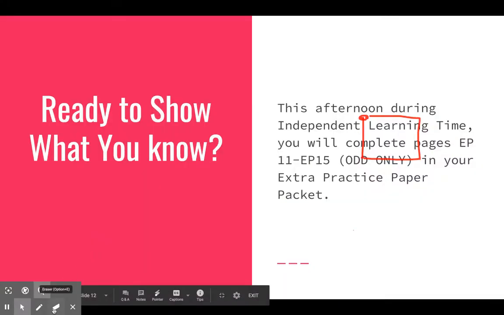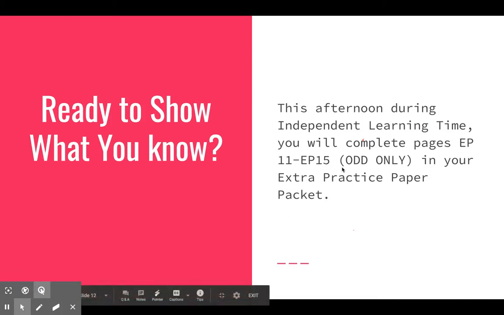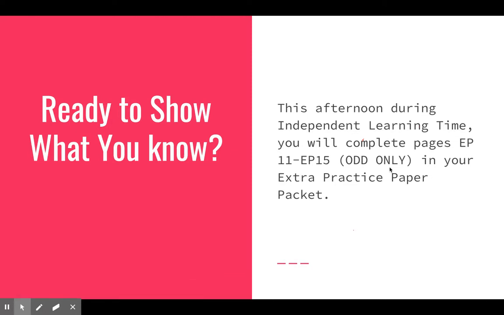So that kind of brings us to the end of our review. Your job now is to show what you know, okay? This afternoon, during your independent learning time, you're going to complete the pages EP11 to EP15 in your extra practice paper packet. Notice it says do the odd questions only. You do not need to do every question. You are doing the odd questions. 1, 3, 5, so forth and so on.